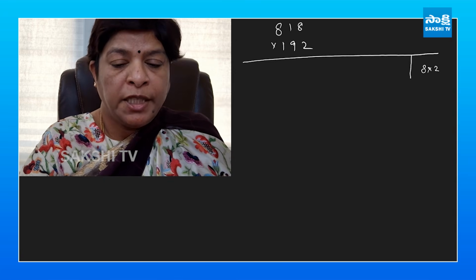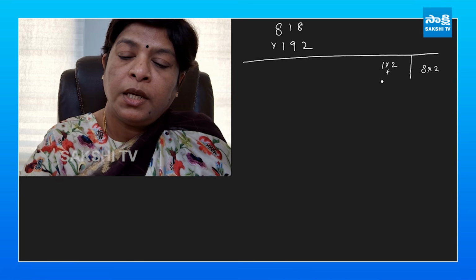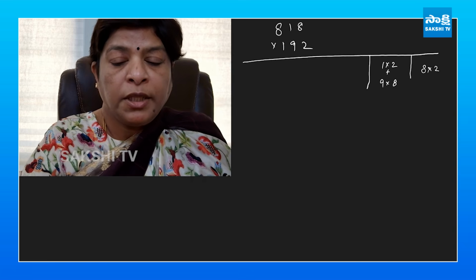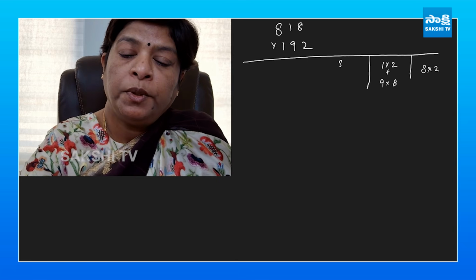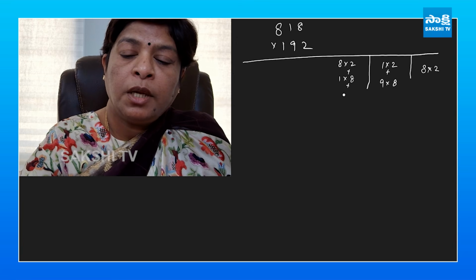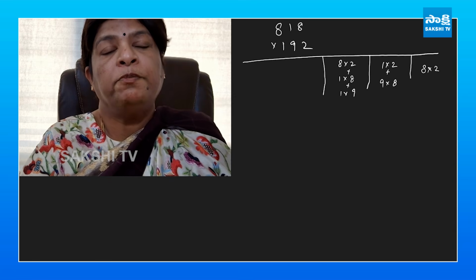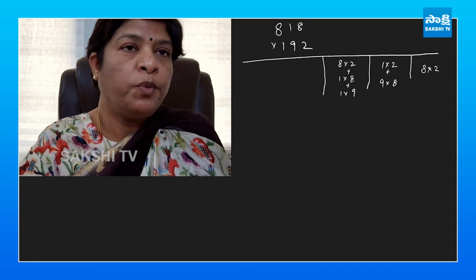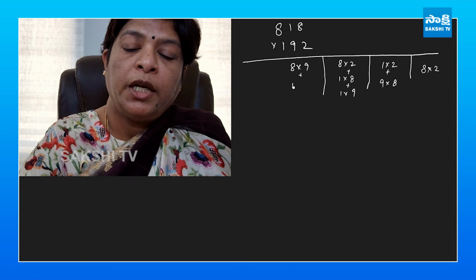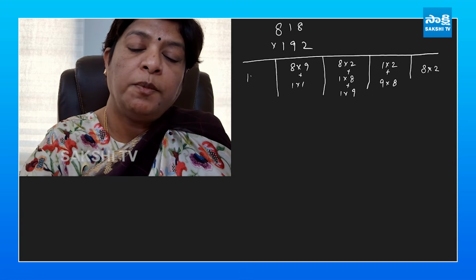Then I'm going to multiply the tens place with the ones place. So 1 times 2 plus 9 times 8 followed by the line separator. Then I'm going to apply the third step, which is 8 times 2 plus 1 times 8 plus 1 times 9. Line separator. Step 4 is the hundreds place with the tens place, the cross multiplication of the hundreds place with the tens place. So 8 times 9 plus 1 times 1. And finally the vertical multiplication of the hundreds place digit, which is 1 times 8.